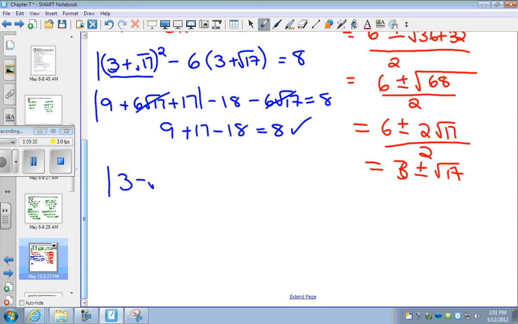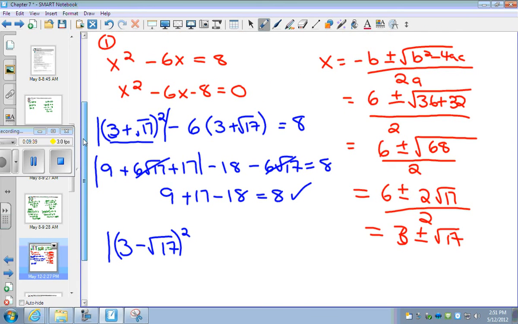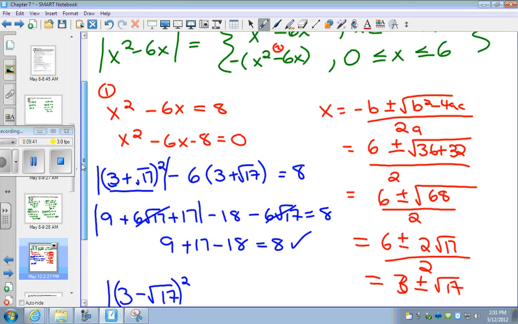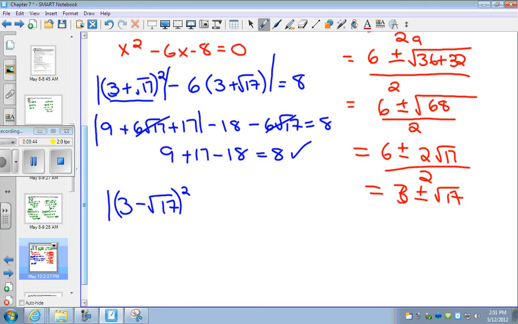3 minus root 17, all squared. What am I doing here? Minus 6x. Oh, this was supposed to be all absolute valued. So I was supposed to take the absolute value of all of that. That was my mistake. Okay. Minus 6 times 3 minus root 17, because remember, it was x squared minus 6x, the absolute value of that equals 8.